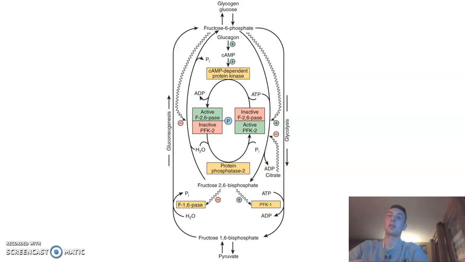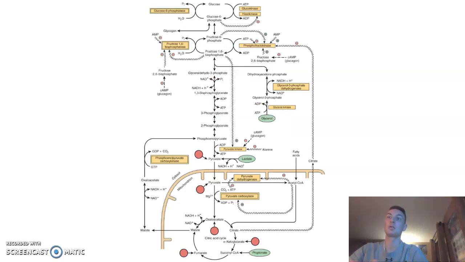This will activate cyclic AMP-dependent protein kinase, which will phosphorylate and activate fructose 2,6-bisphosphatase and phosphorylate and inactivate phosphofructokinase 2. This activated regulatory enzyme will act as a protein phosphatase and dephosphorylate fructose 2,6-bisphosphate into fructose 6-phosphate, which will be used in gluconeogenesis and converted to glucose 6-phosphate. And once acted upon by glucose 6-phosphatase, it will be dephosphorylated to glucose.